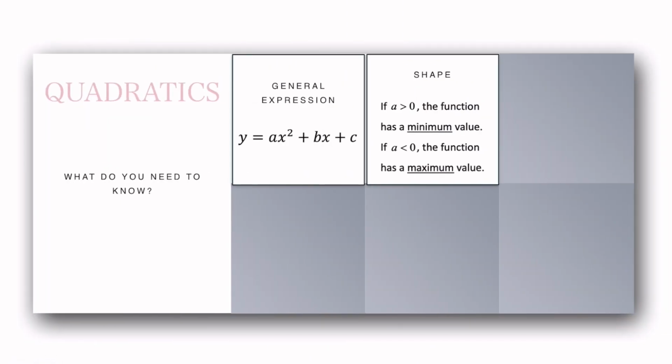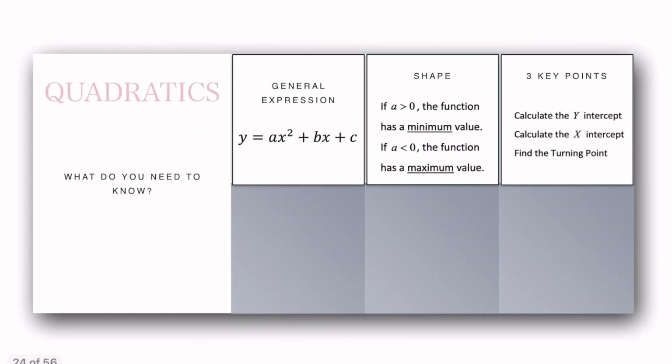The shape of it, the function has a minimum value if this a value is positive. So what we mean by that is the shape is going to have a smiley face essentially, and it's going to reach a minimum value. The y value is going to be the lowest. If a is negative though, it's going to look like this. So it's going to have a maximum value there. So that's the shape. Quickly draw that up for you. So that's if it's a minimum, and that's a maximum.